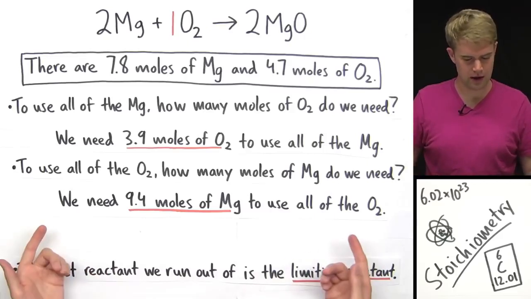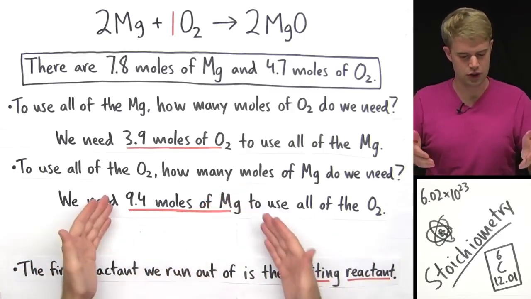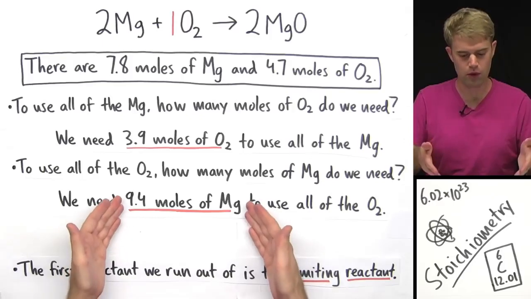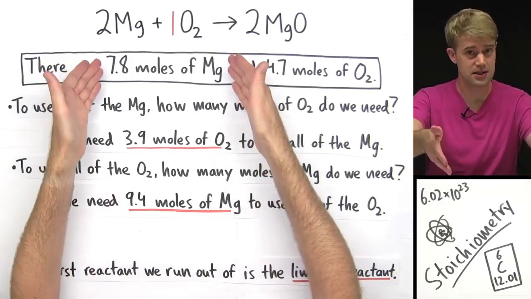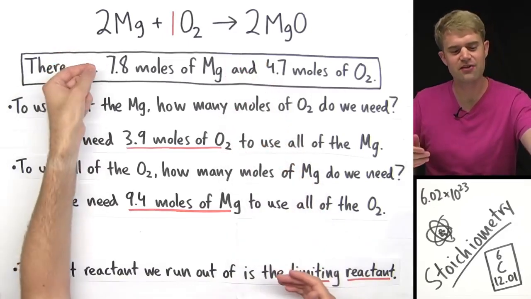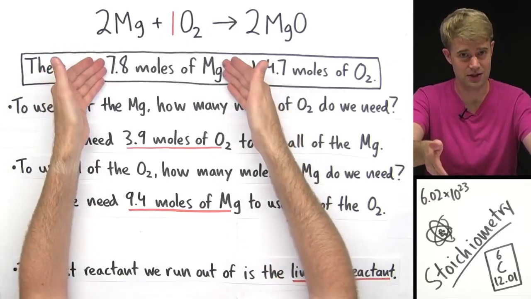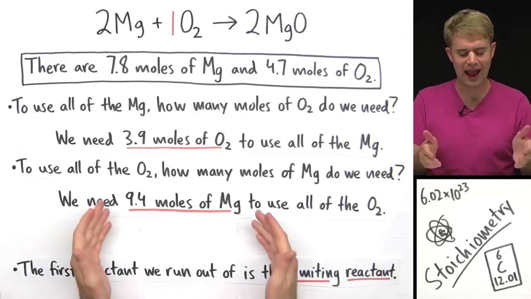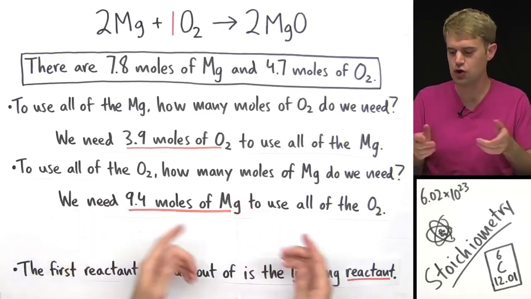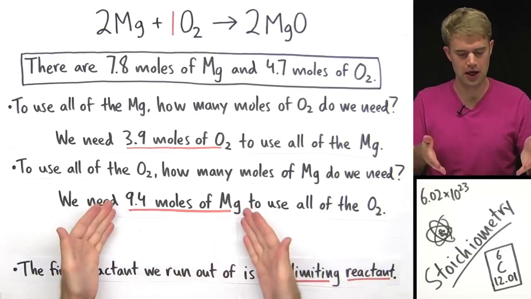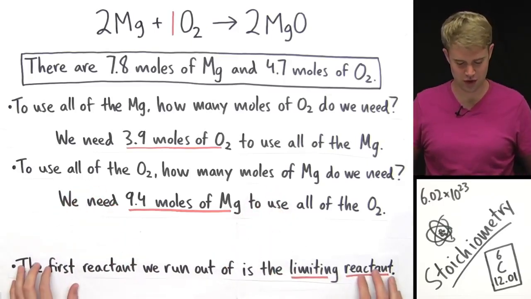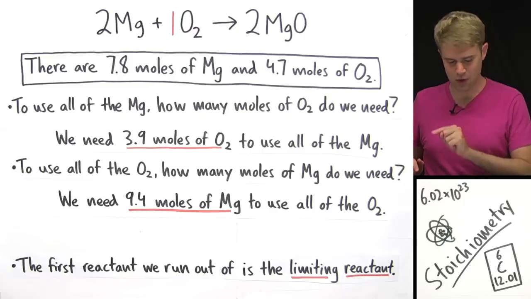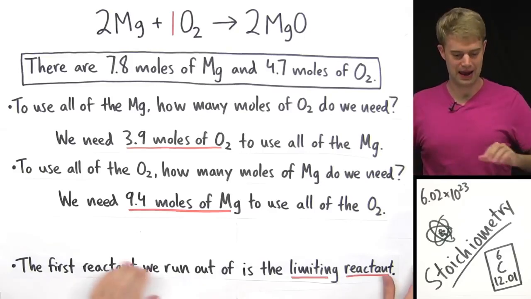Now, down here, to use all of the oxygen, we need 9.4 moles of magnesium. Is that going to work? No, it's not, because we only have 7.8 moles of magnesium. That means that we don't have enough magnesium to use all of the oxygen. It means that magnesium is going to run out. It's going to be the first reactant to run out, so it is going to be the limiting reactant.